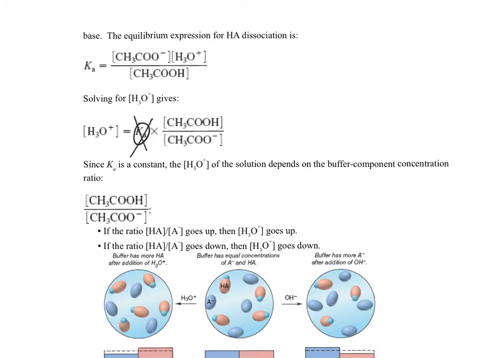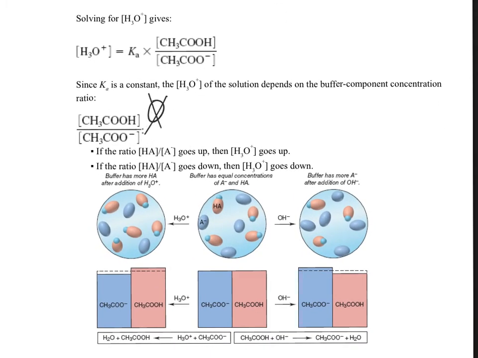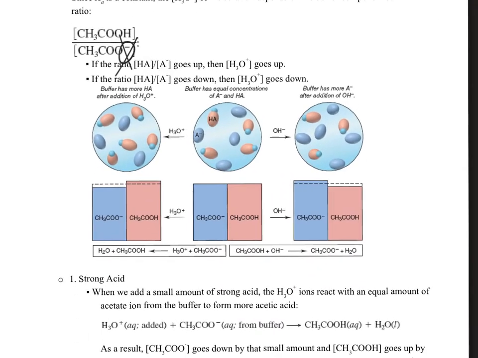Since Ka is a constant, the buffer components look like this. If the ratio of HA over A goes up, then hydronium goes up. If the ratio of HA over A goes down, then hydronium goes down. And that's what we're seeing here in these pictures underneath.